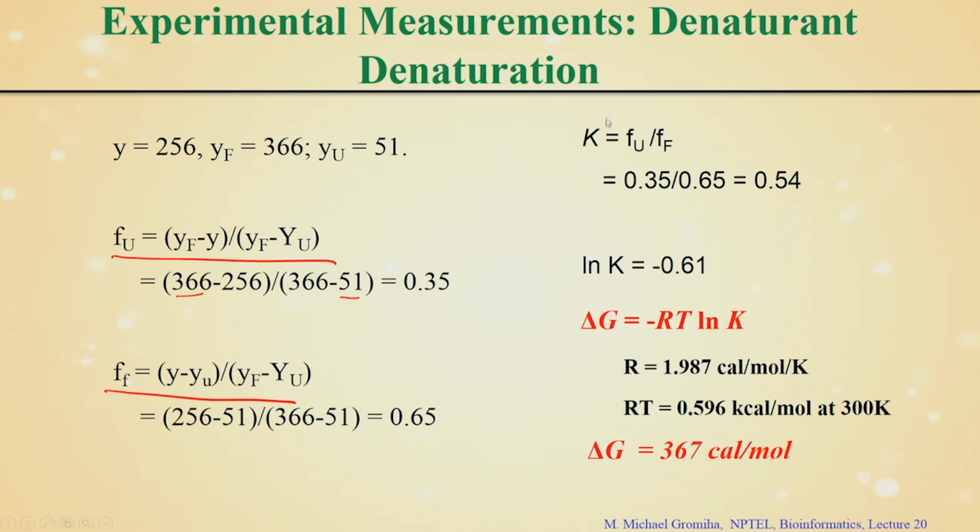So, we have the unfolded state and the folded state fractions, we can convert this information into the equilibrium constant, that is K. K is given as FU divided by FF. So, FU we calculate 0.35, FF we calculate as 0.65, right, we take the ratio, then it is 0.54. Then we take the logarithm of this, which is equal to minus 0.61, and from that we can calculate delta G. So, this is minus RT ln K. RT equal to 0.596 kilocalorie per mole at 300 Kelvin, ln K is minus 0.61. So, substitute this value here and delta G you can get 0.367 kilocalorie per mole.